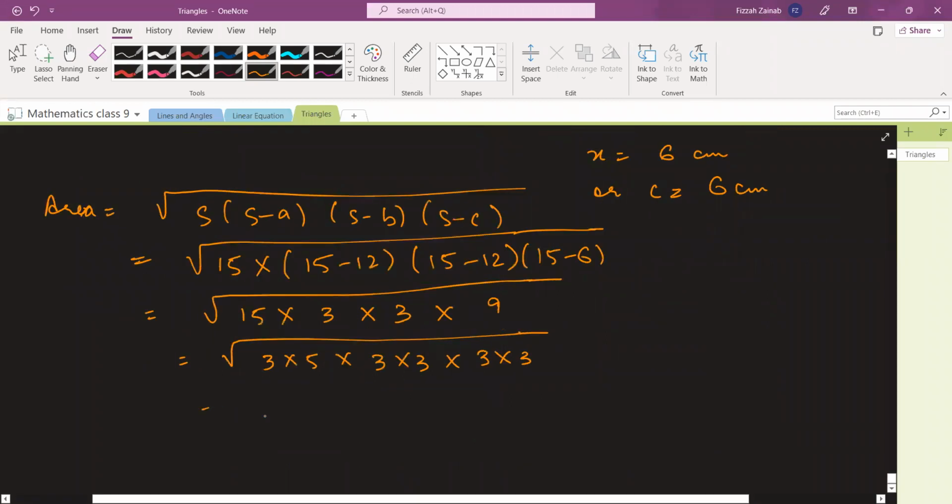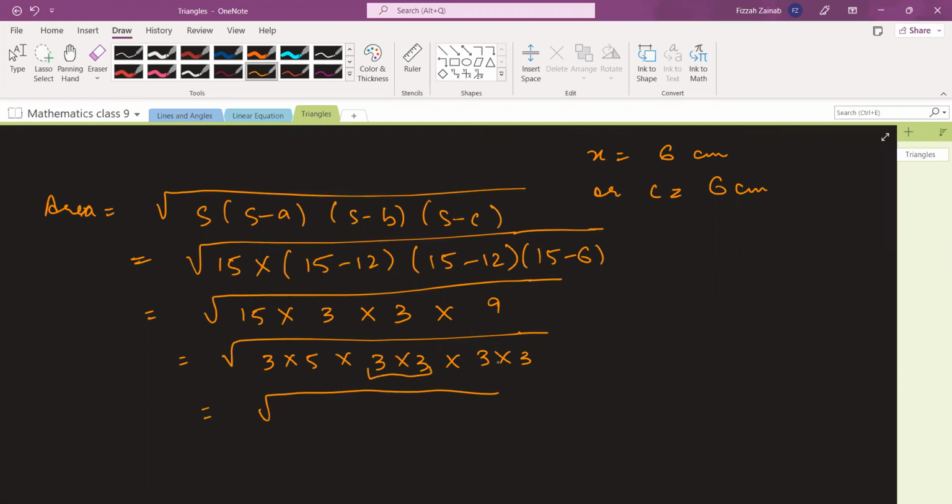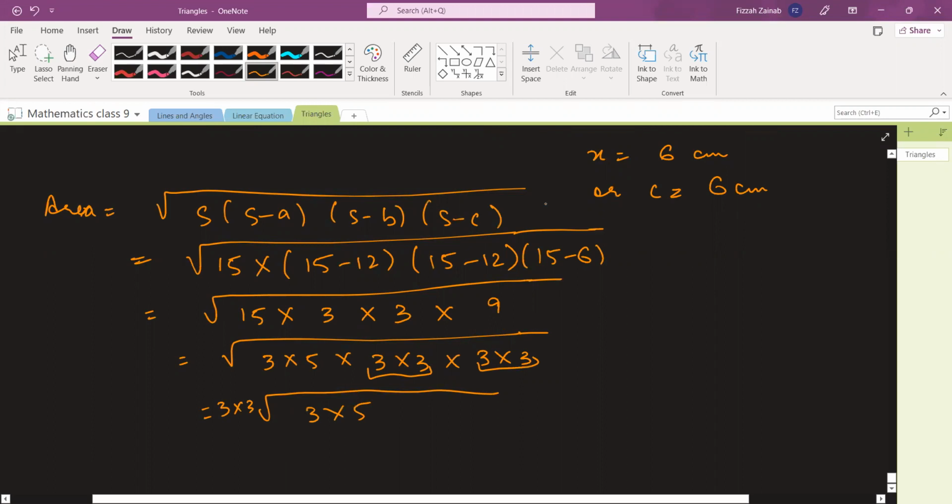Yeah, so from this, one of the 3s will come out, right? So 3 into 3 will come out and 3 into 5 will remain here. This is everything in centimeter square. So 9 into 3 into 5 is 15 centimeter square is the area of this triangle.